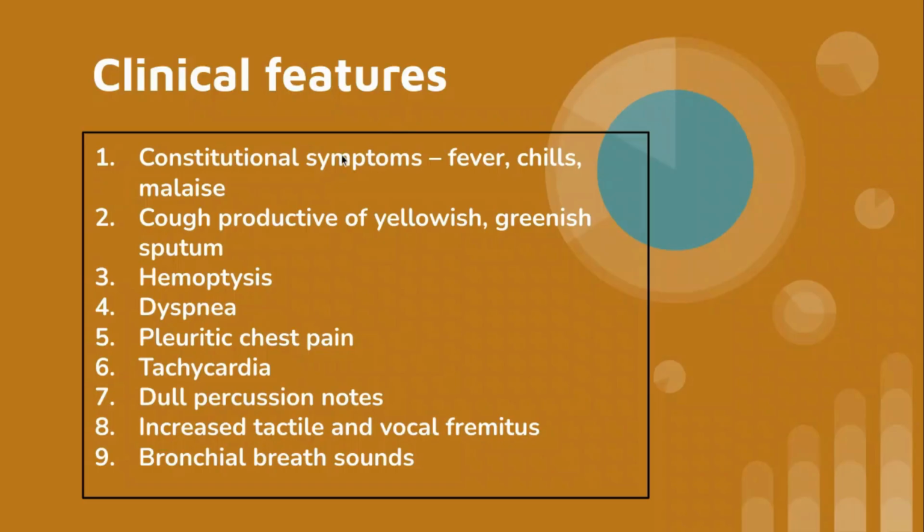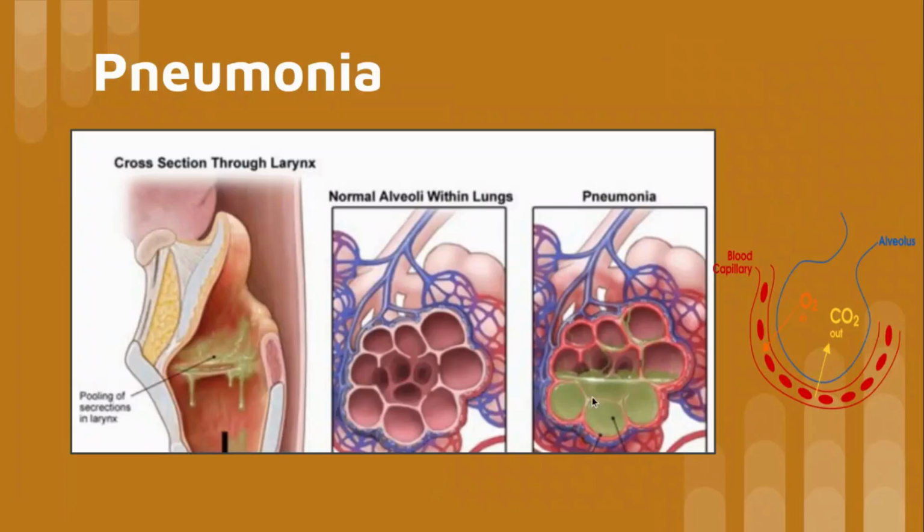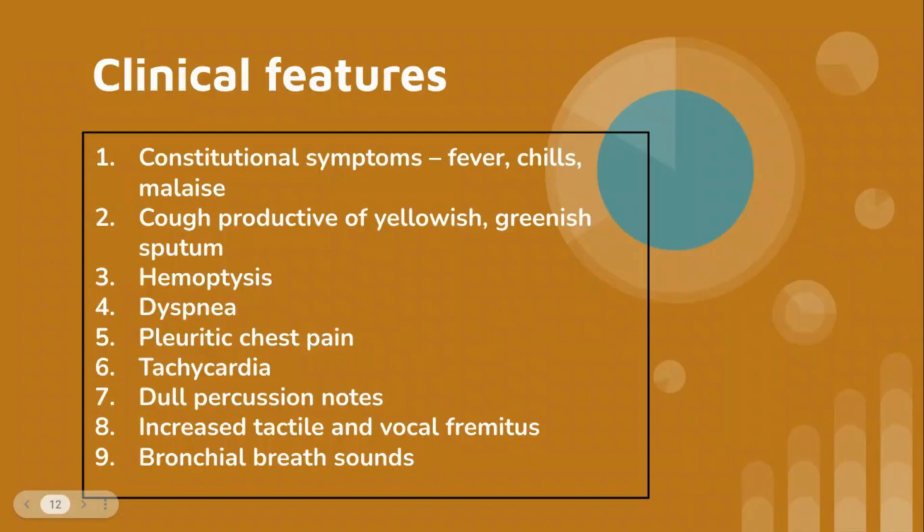So what are the clinical features? It's very common: fever, chills, because it's an infection, of course. Cough productive of yellowish-greenish sputum. All right, so this is what is in the alveoli, so it will come out. When they cough, they'll have this greenish-yellowish sputum. Sometimes it may even be blood stained as well, when it's very severe.